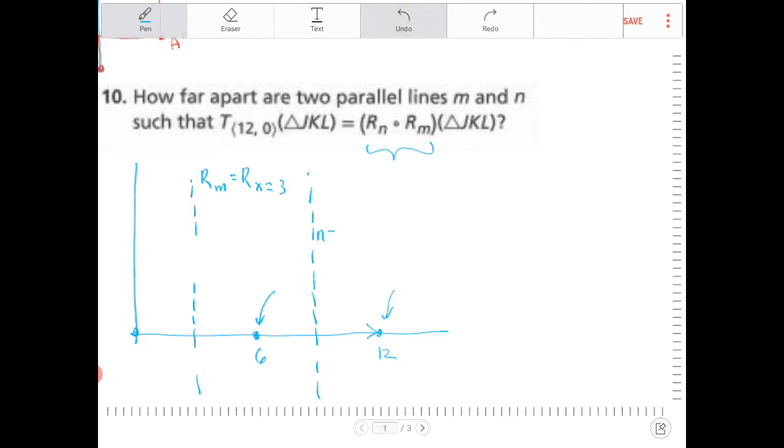So N would end up being a line at x equal to, what's halfway between 6 and 12? That would be 9. So this would be R x equal to 9, and that would be the reflection of triangle JKL. Is this the only way that this translation could have been done?